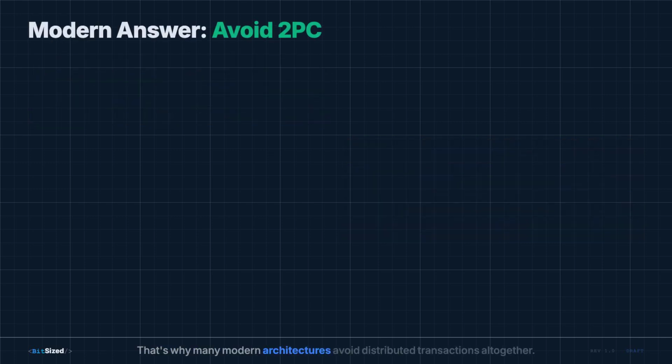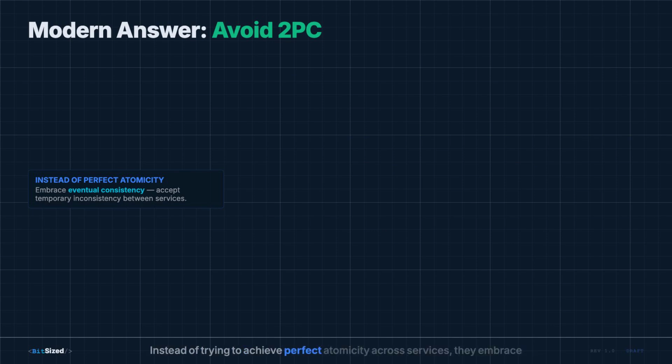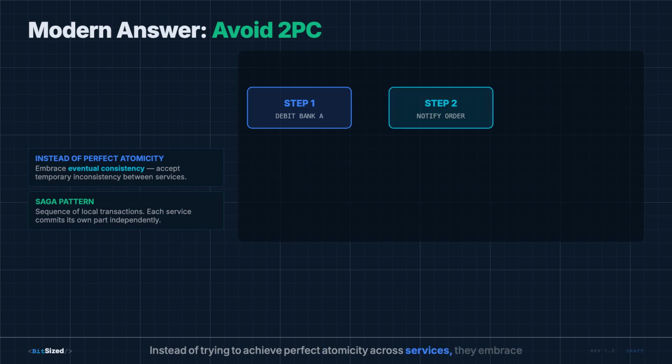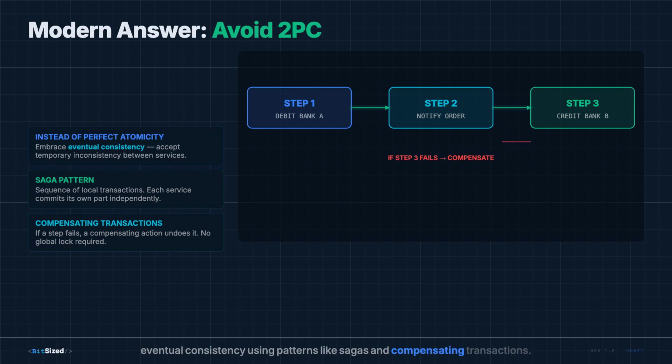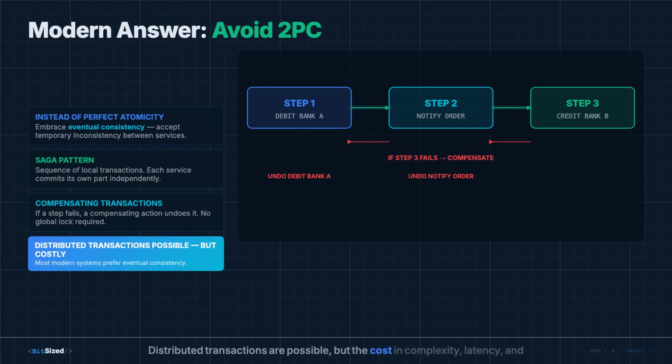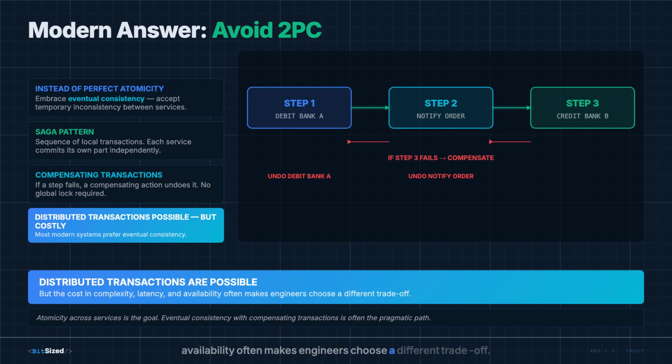That's why many modern architectures avoid distributed transactions altogether. Instead of trying to achieve perfect atomicity across services, they embrace eventual consistency using patterns like sagas and compensating transactions. Distributed transactions are possible, but the cost in complexity, latency, and availability often makes engineers choose a different trade-off.